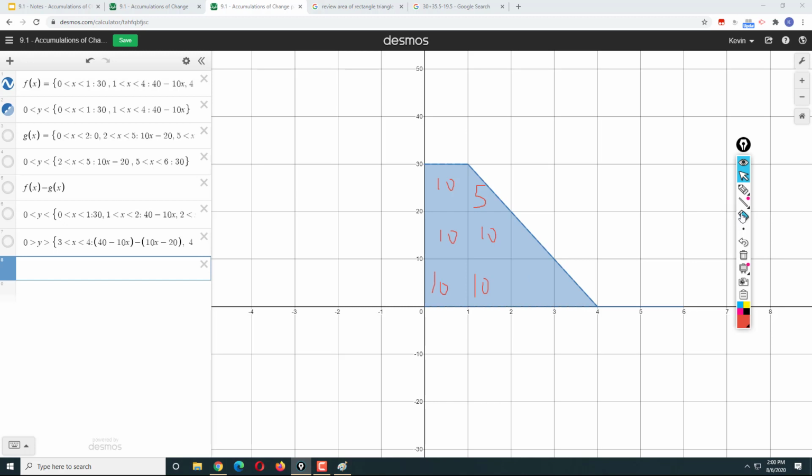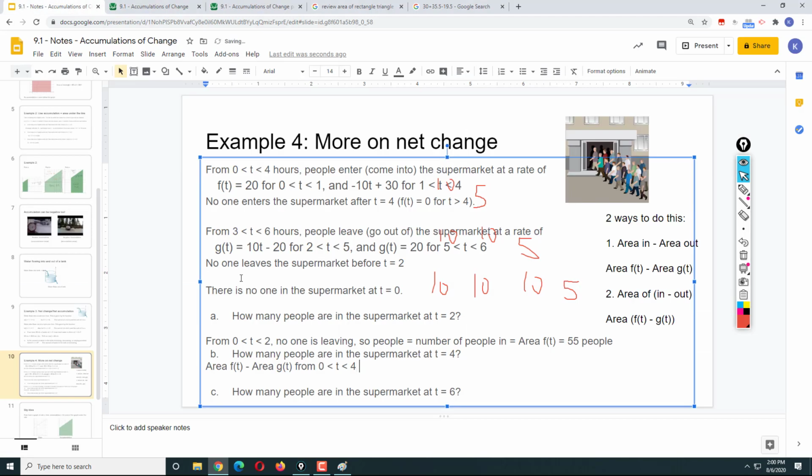What else do we have? We have 10 more people in this square, 5 more here, and 5 more here. So it's 10, 20, 30, 40, 50, 60, 70 people came in. 70 people came in. We're not done yet. We have to figure out how many people left.